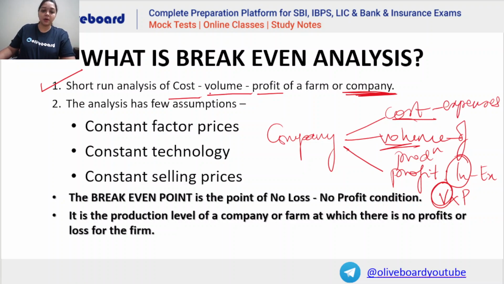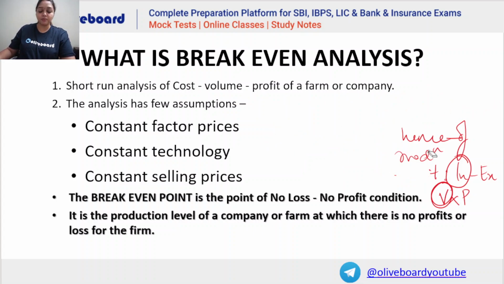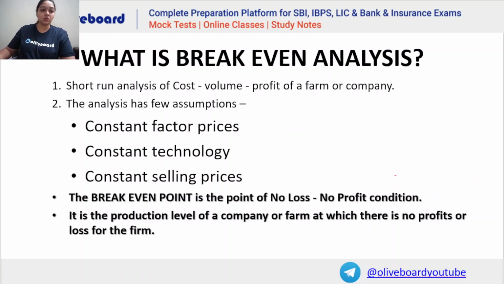So when we combine these three things and analyze them together, we will do something known as break-even analysis. We will see what we do under this analysis in depth. But before that, there are some assumptions that we have to keep. So what are those assumptions?